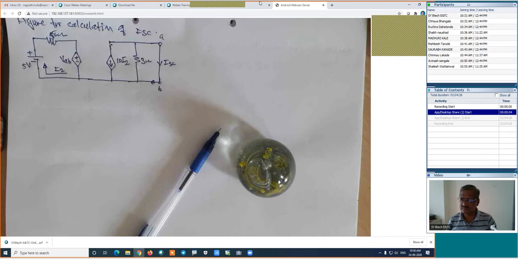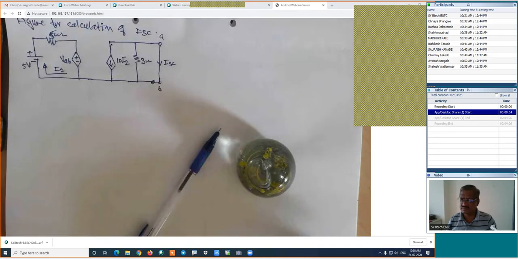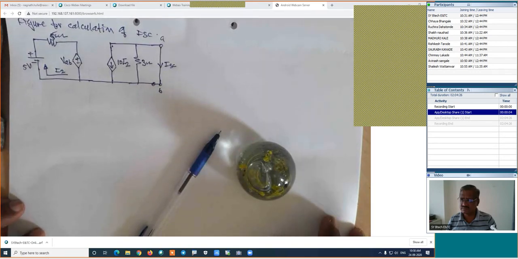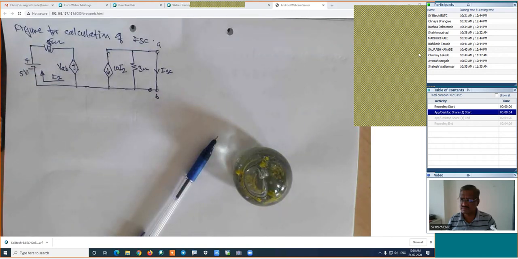I will come back to you. Can anyone answer this question? Which method will we use here for the calculation of ISC? How will we calculate ISC? Is anyone getting an idea about how to find out the value of the ISC, the short circuit current?